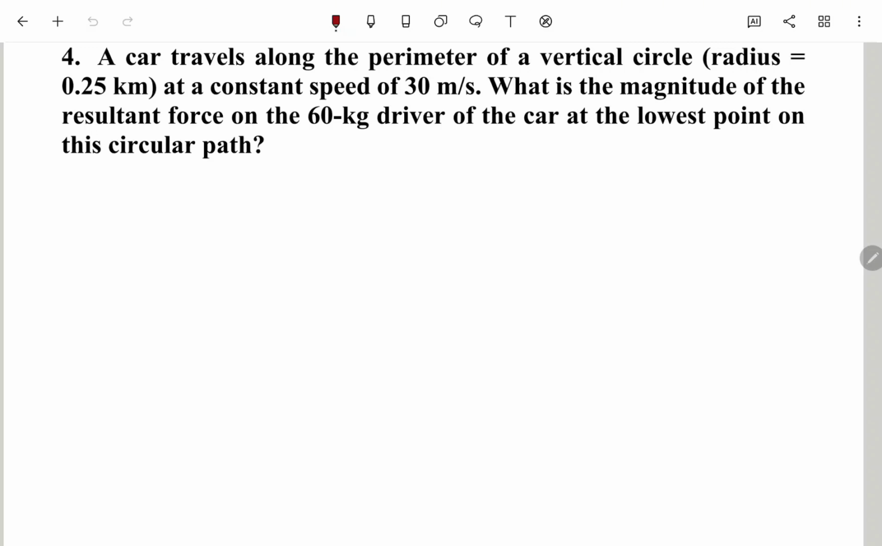A car travels along the perimeter of a vertical circle with radius 0.25 kilometers at a constant speed of 30 meters per second. What is the magnitude of the resultant force on the 60 kilogram driver of the car at the lowest point on the circular path? Again, the sum of all forces equal to mv squared over r, and in this case 60 times 30 squared divided by 250, or 216 newtons.